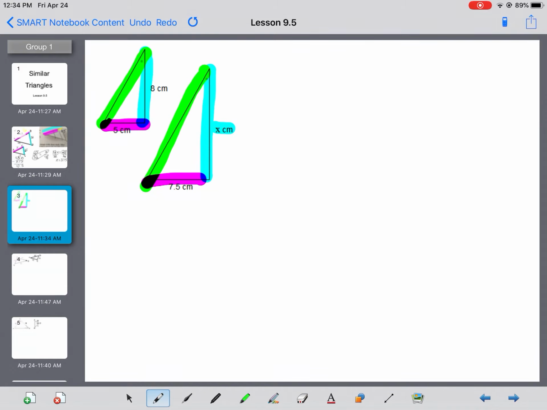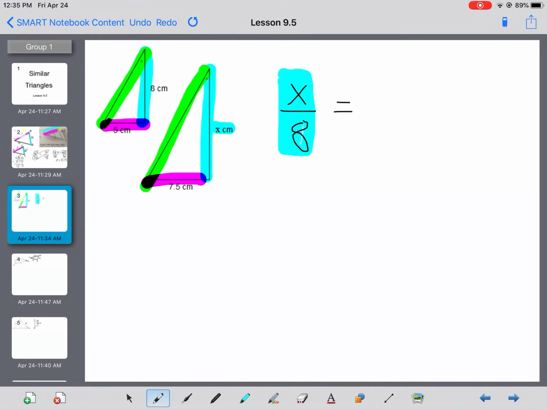So once again, in order to solve for x, I'm going to set up a proportion because I know that similar triangles are proportionate. So I want to find x, and x's corresponding side is 8. Because they were both highlighted in blue, they both need to be on the blue section together. That's really important. Proportions do not work if you don't line up the corresponding sides. Then I'm going to do the purple, and I have 5 and 7.5.